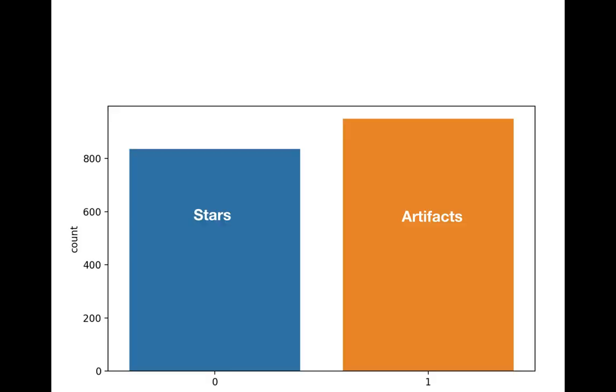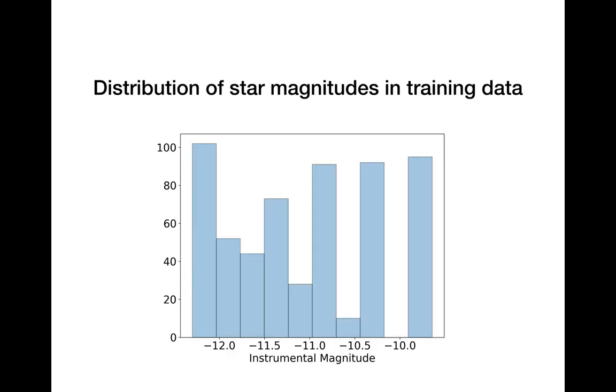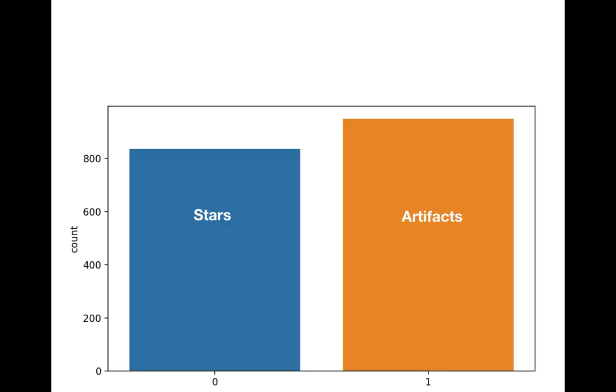Note that I also did not have the mapping for every star from its instrumental magnitude to the true magnitude, but that was not necessary for the purpose of training our neural network, and that is why you can see that this histogram is only of instrumental magnitudes. So as you can see from this plot, we had about 900 artifacts that we collected and about 820 or 830 cutouts of stars. And we use this as our training data.